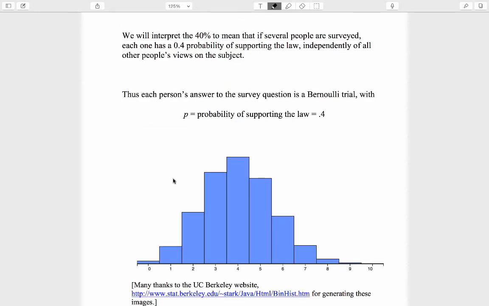The statement that 40% of the public actually supports the law, we will interpret to mean that if several people are surveyed, each individual has a 0.4 probability of supporting the law, independently of other people's views on the subject. In other words, each person's answer to the survey question is a Bernoulli trial. Each individual person is their own Bernoulli trial, with little p, the probability of supporting the law, equal to 0.4.